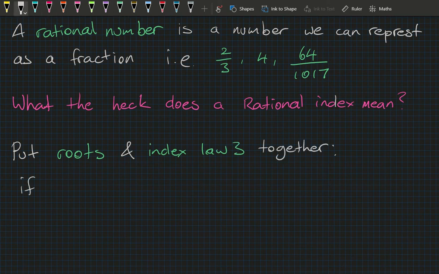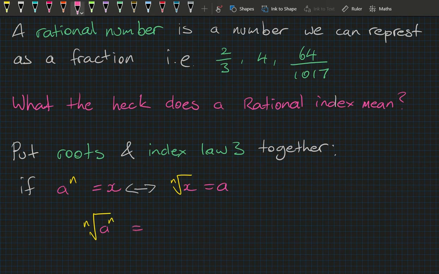So if a to the n is equal to x, then the nth root of x is equal to a. So that's just the definition, right? Because a to the n equals x, we can now sub it into that root in the place of x. So that would mean that the nth root of a to the n has to equal a. Okay, so that's what we know about roots.